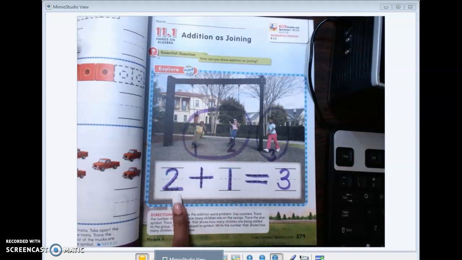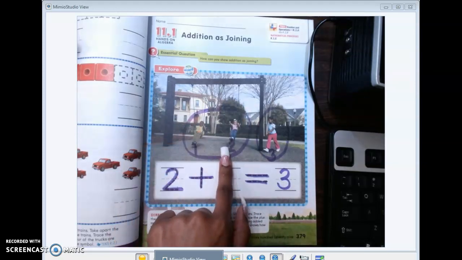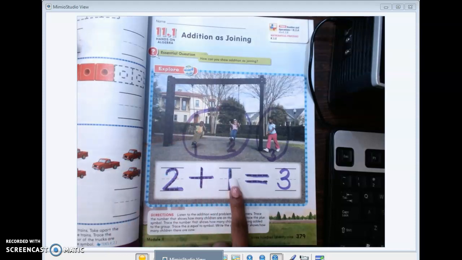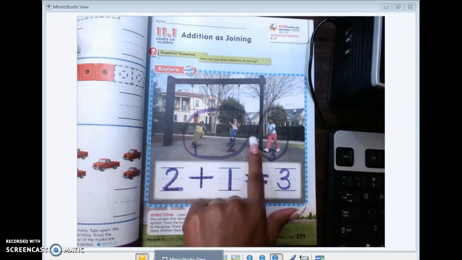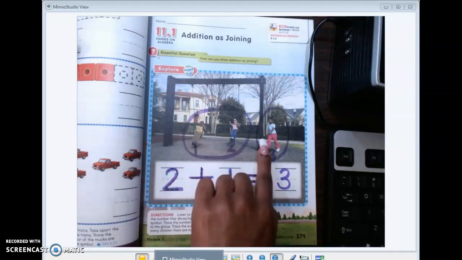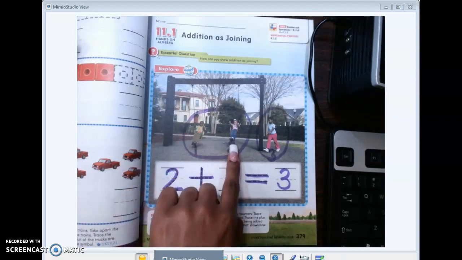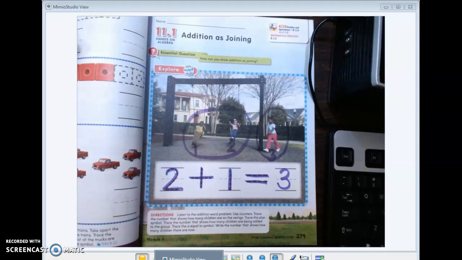The reason why 2 plus 1 equals 3 is because first there were 2 children playing on the swing, plus 1 because one more child came to join, equals, meaning we have now joined them all together. And when we did that, we got 1, 2, 3.